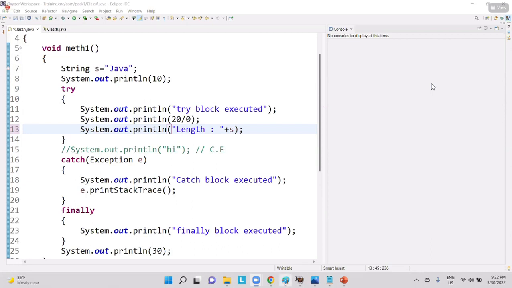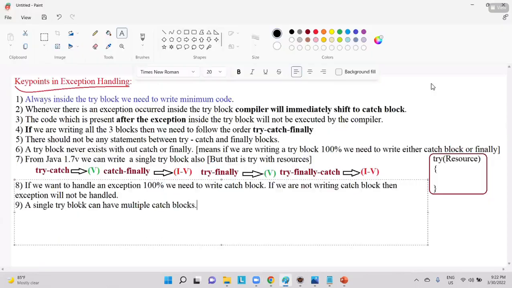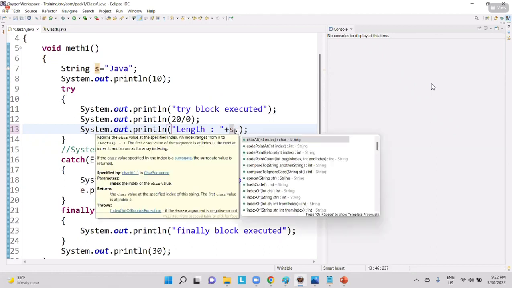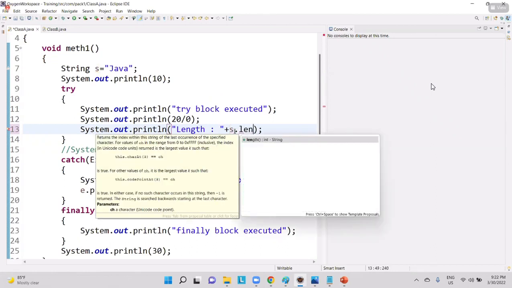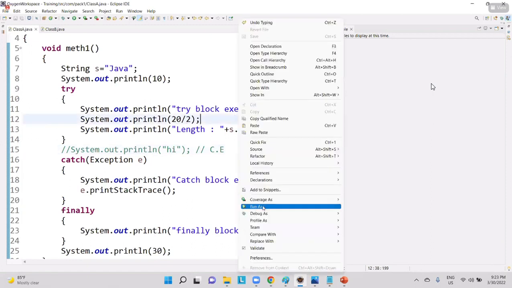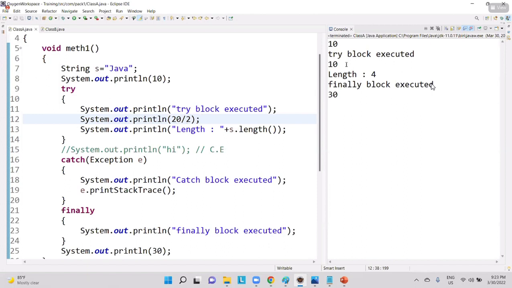Now, what I want to do here is, a single try block can have multiple catch blocks. Here, I'm trying to get the length of my string. Let me go with 2, like this. Now my question is, am I going to get any exception? Nope. I'll not be getting any exception, right?